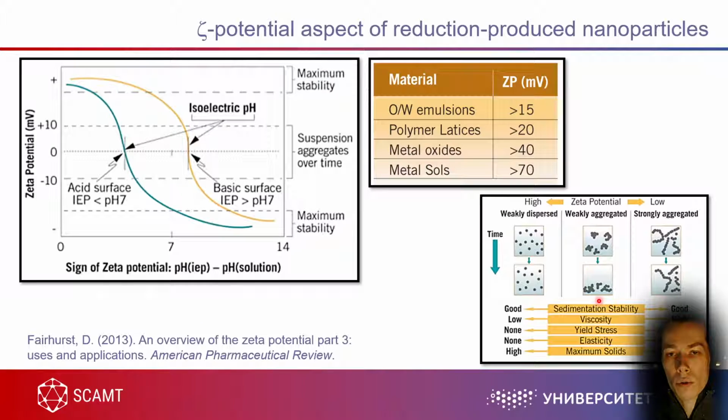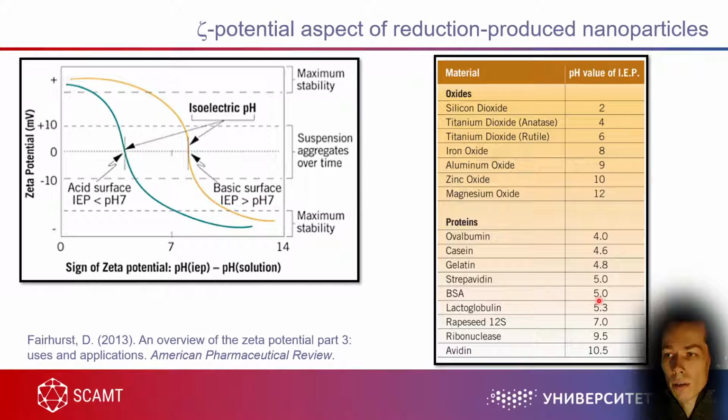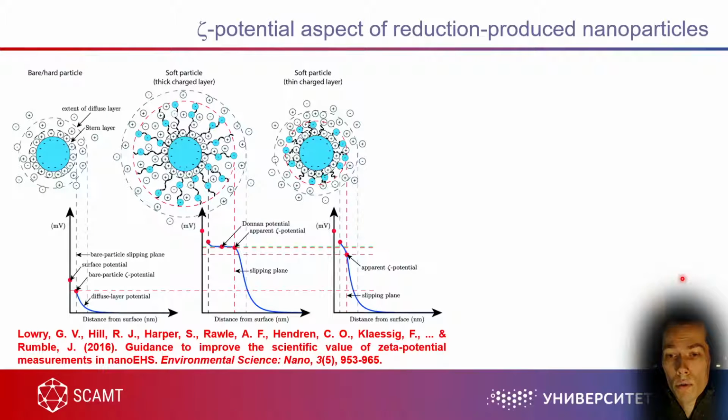So if you want to produce additional stability for your particles, it is better to give them some zeta-potential, as for the isoelectric points of the most abundant proteins, for example albumin and globulin. And again, these are just the isoelectric points of different proteins which can be found in your blood, for example. So why is zeta-potential so important again?